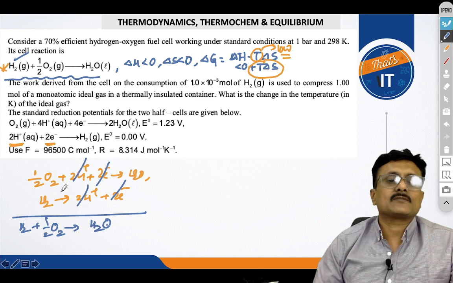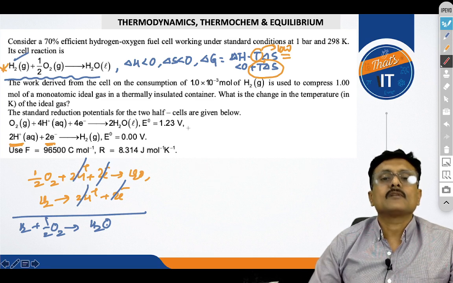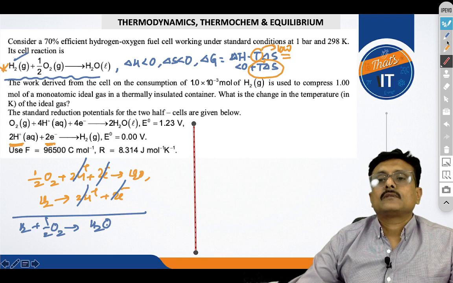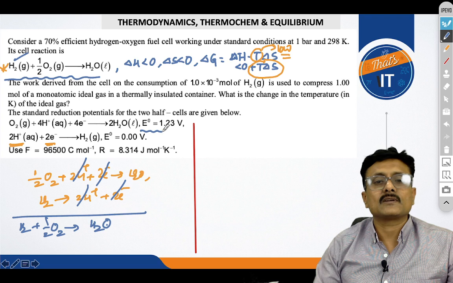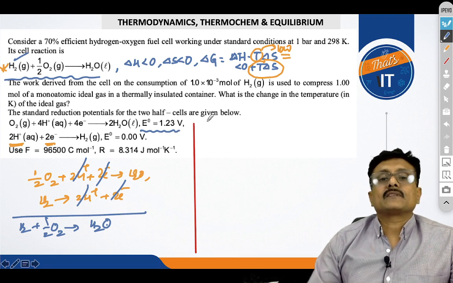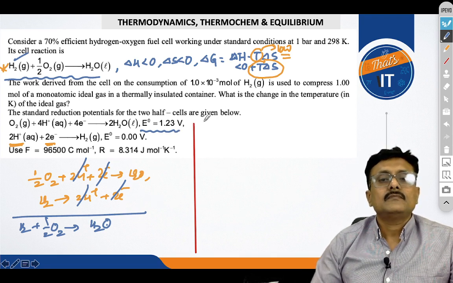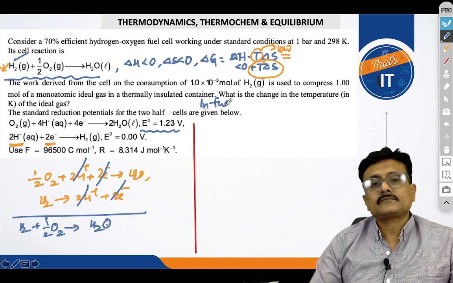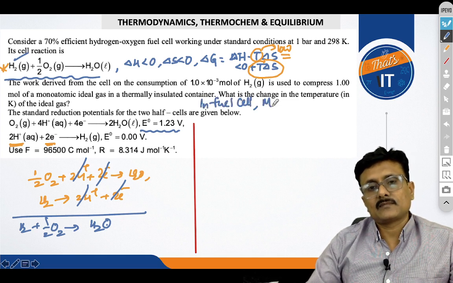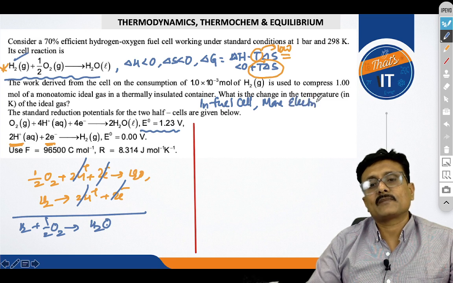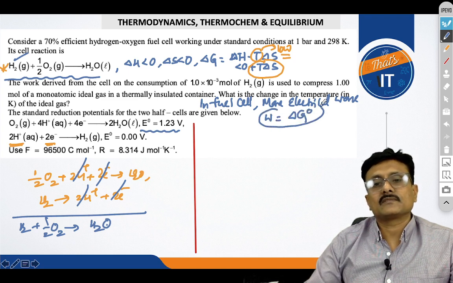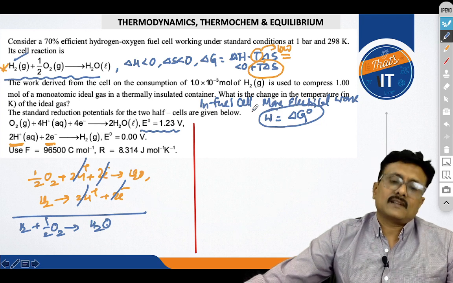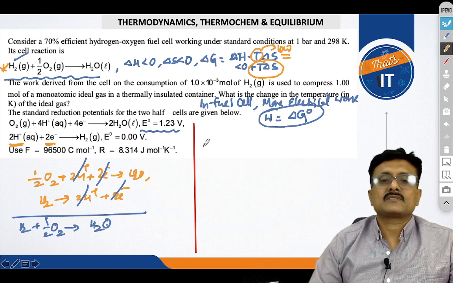Isn't it? Your H plus got cancelled as well. Alright. Therefore, you can see for this entire process, you have to convert everything into what? Delta G naught, because in a fuel cell, the maximum electrical work that is obtained from an equilibrium situation is W equal to delta G naught. Remember this. The work done is delta G naught, and delta G naught is how much?